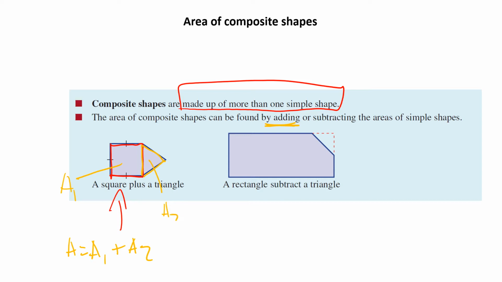Okay. Now the other way of doing it, as it says here, is subtracting the areas of these simple shapes. So if we look at this one here, I've got a rectangle, and then what I'm doing is I'm going to subtract that triangle from it. So like I did before, I said area 2, area 1. So my area would be something like area 1 minus area 2. That's the sort of basic idea.